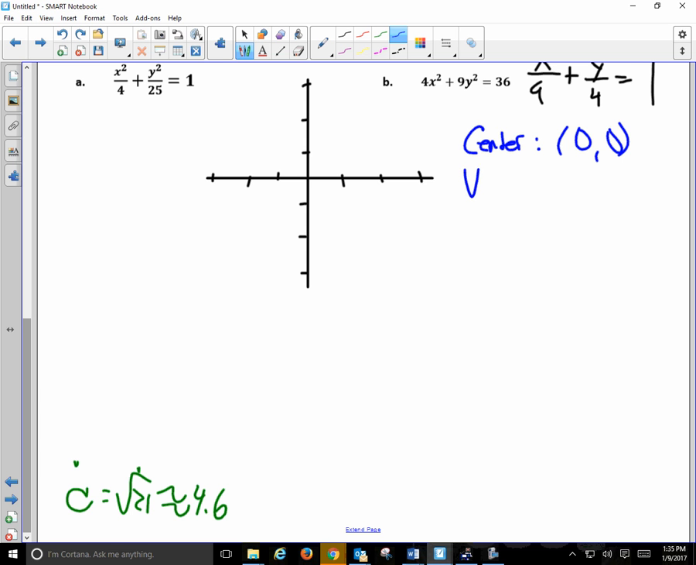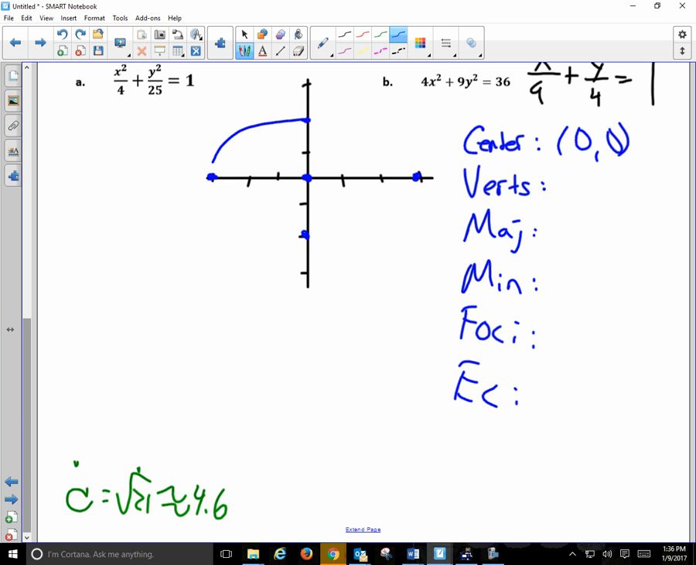Okay. Center, vertices, length of the major axis, minor axis, foci, eccentricity. Okay, so center's at 0, 0. You guys said I go 3 units in the x direction and 2 in the y direction. It's like a potato.